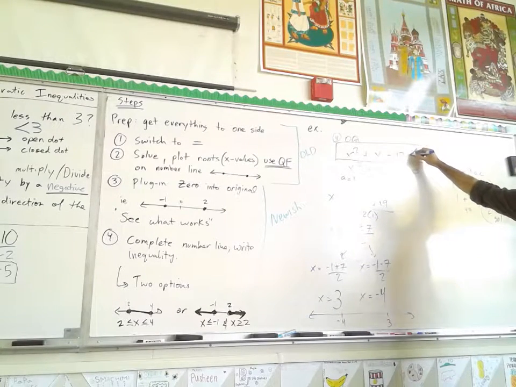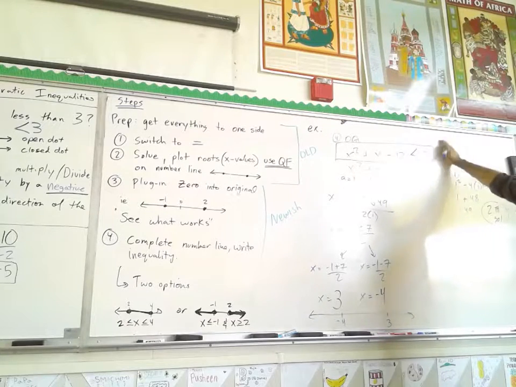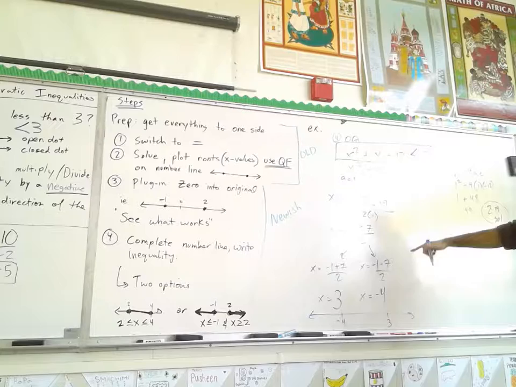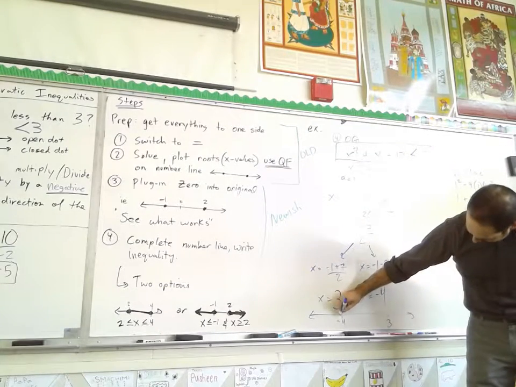So it's less than 0, it's not an equal to option. So what kind of dot should I put here for my points? Open. Open. You see how I got that information?